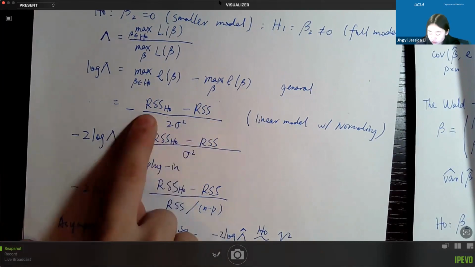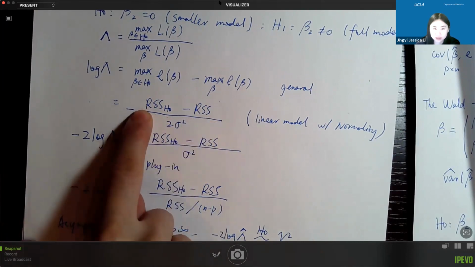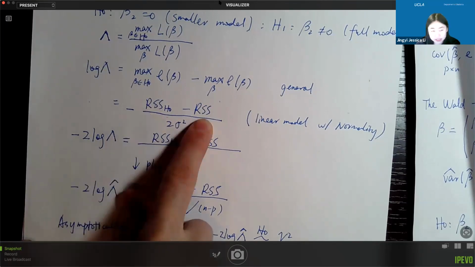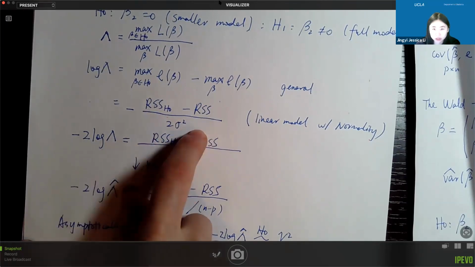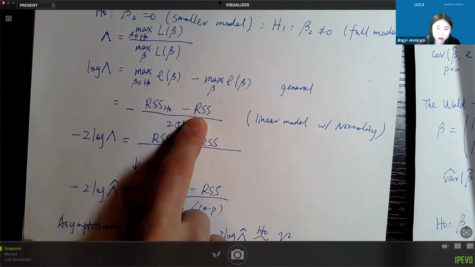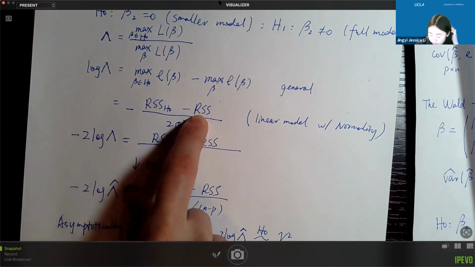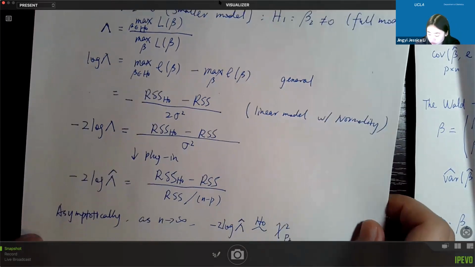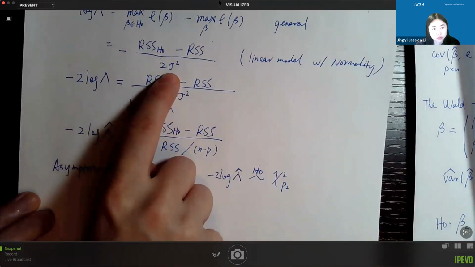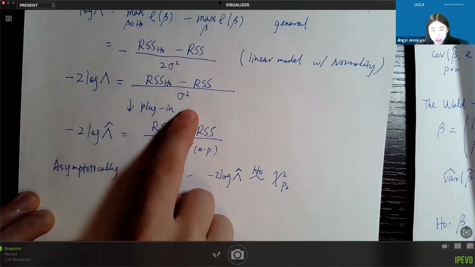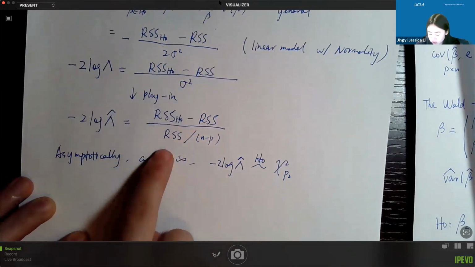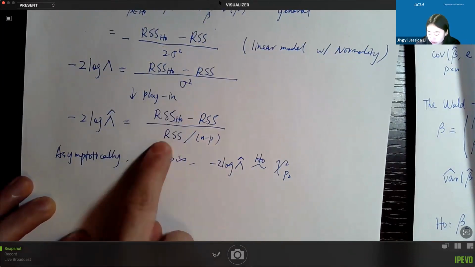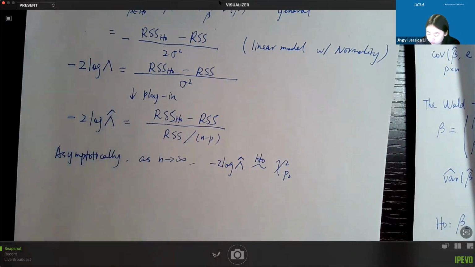And you know that here the first RSS must be greater than or equal to the second, since the more predictors you include, the smaller the RSS. This is what we would expect by model fitting. And the last issue is about how we plug in for sigma square, which is an unknown parameter. So here we use this estimator, which corresponds to the MLE.